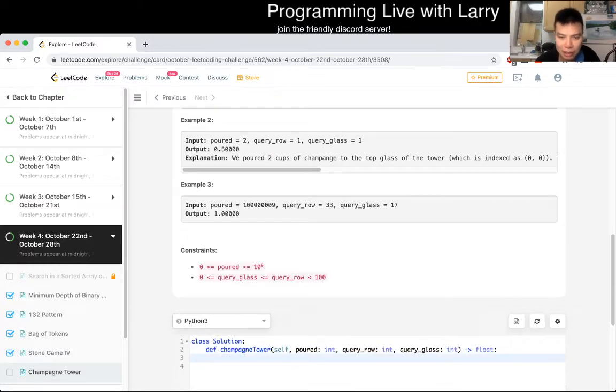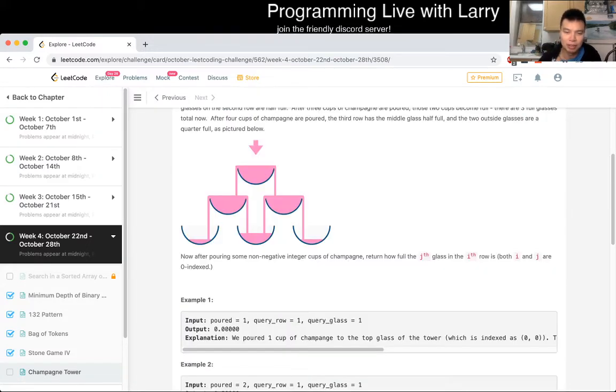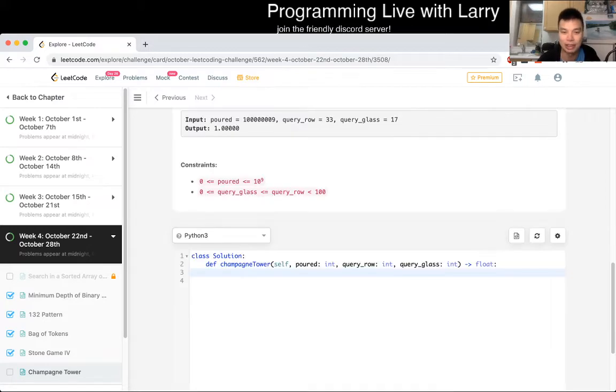Okay, so given that query glass and query row are less than 100, I think we could just simulate it. I think about it kind of like dynamic programming, and the way that you look at this distribution is that it's going to be very similar to, what's it called, Pascal's triangle. So the construction is, you could look at the distribution. It's going to look like Pascal's triangle, and the coding is going to be like Pascal's triangle because the recurrence is about the same.